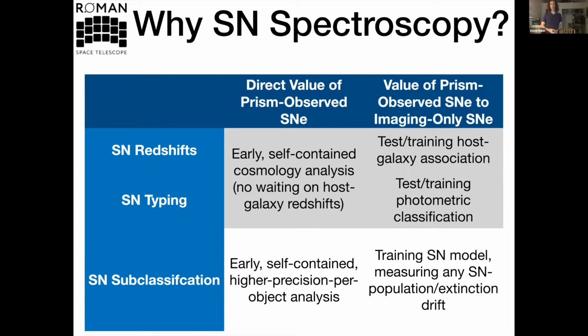And then finally, you can do supernova subclassification. So this looks like it's interesting to reduce astrophysical systematics. And as I'll show, if the supernovae are doing something that you don't expect, you can recover that out of the Prism.